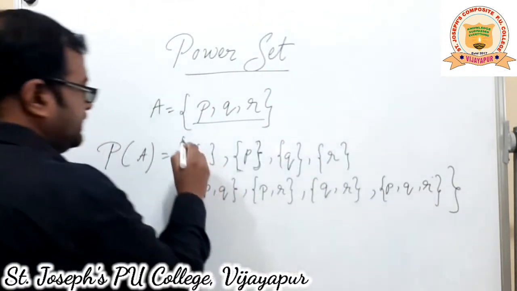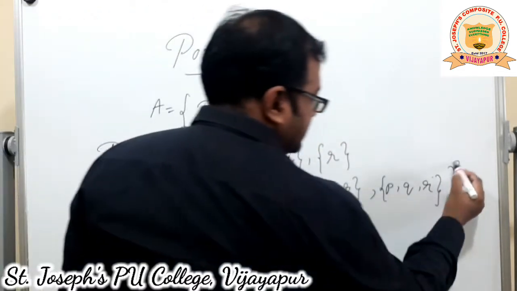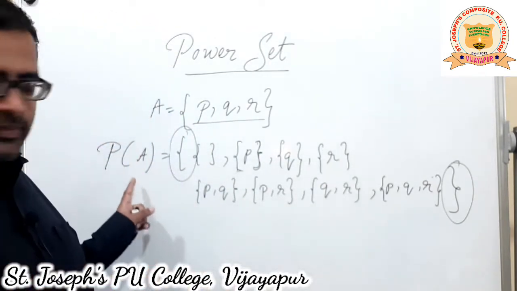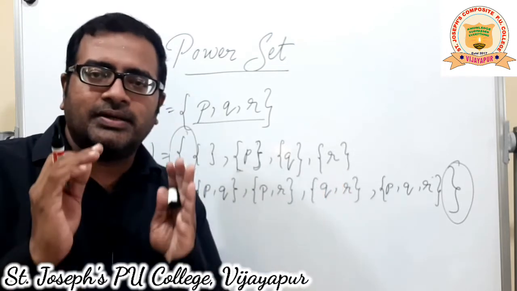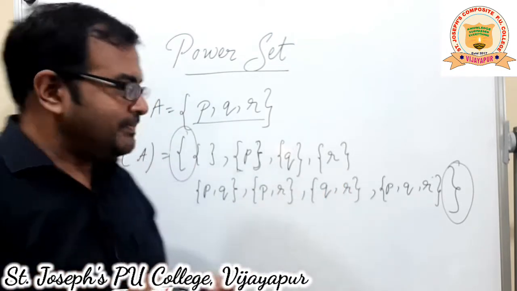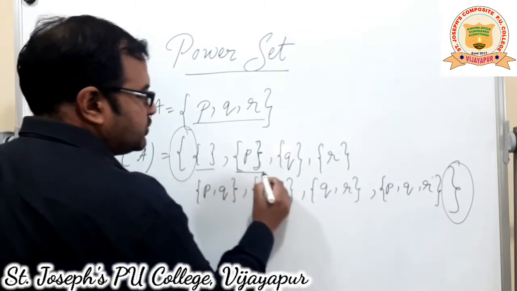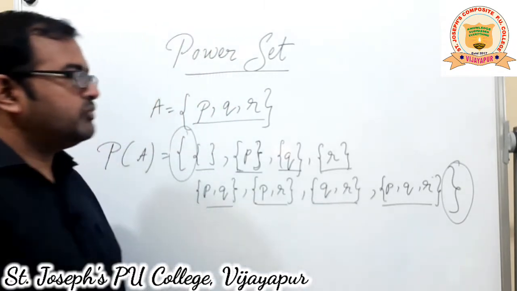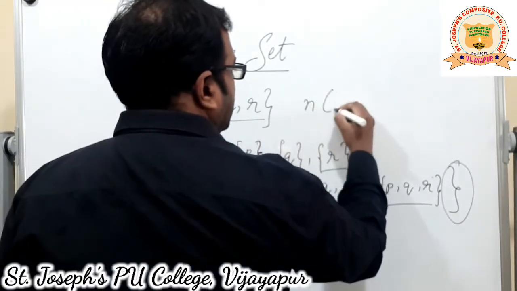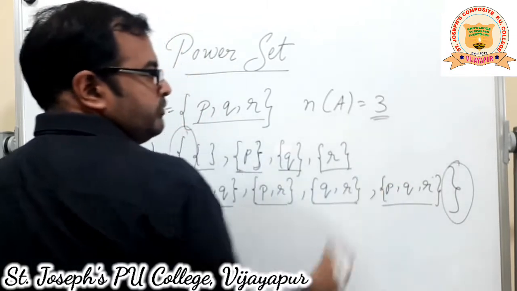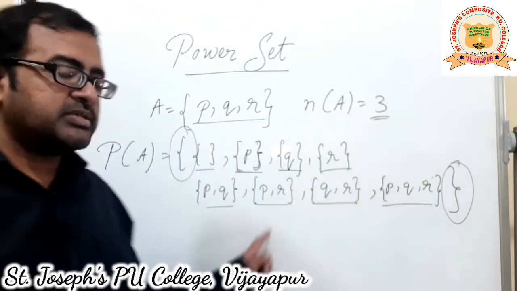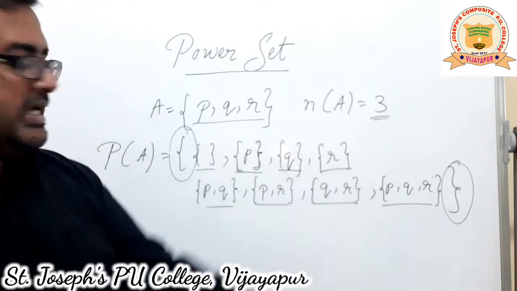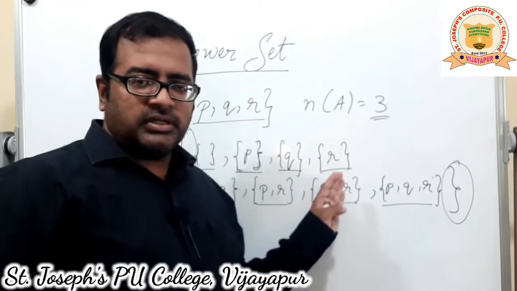The outside braces you can see here at the ends are the actual flower brackets for the power set. Inside the flower brackets, what you can see are the brackets for the subsets. Now each one is an element: 1, 2, 3, 4, 5, 6, 7, 8. True, because what is n of A? n of A is 3. Then the number of subsets possible is 2 raised to 3, which is 8 of course. So there are 8 elements in the power set.